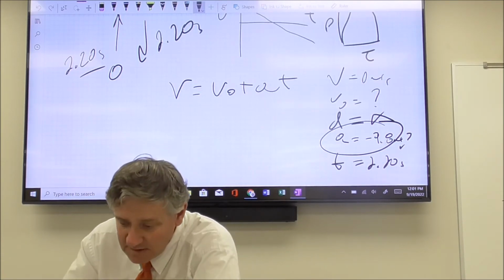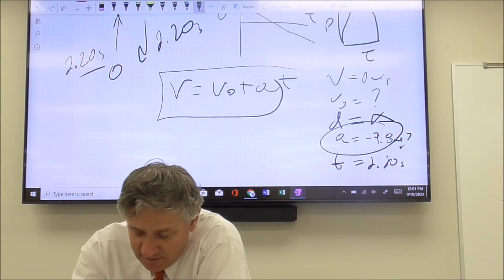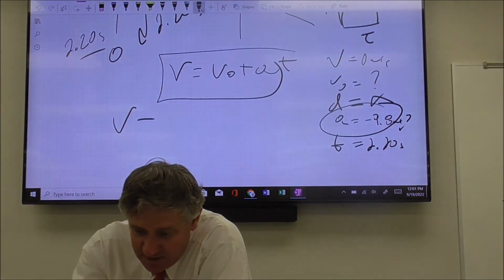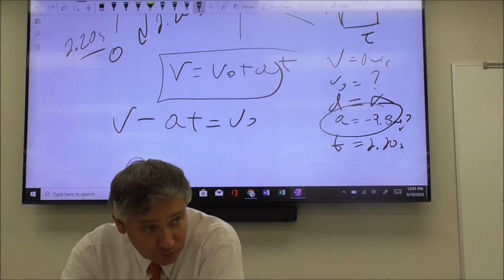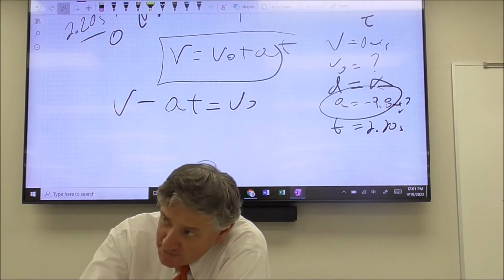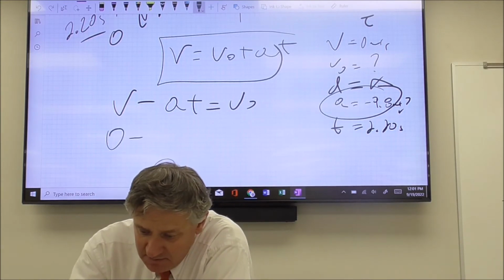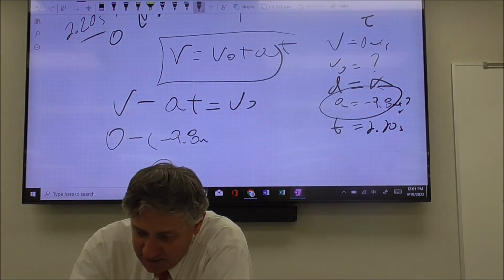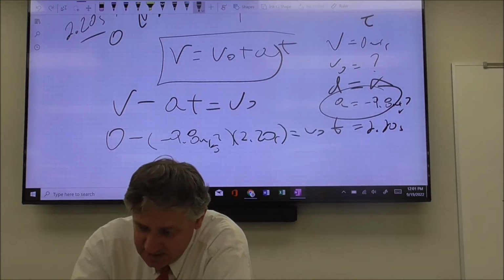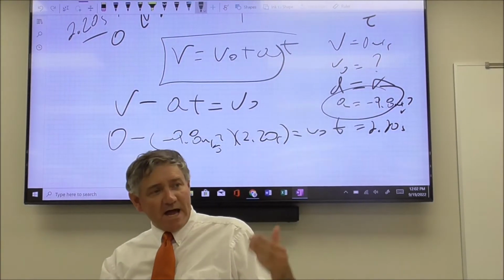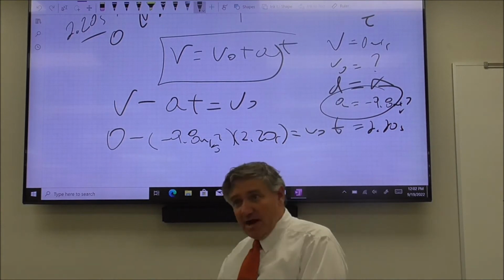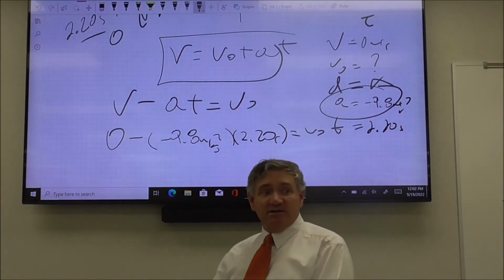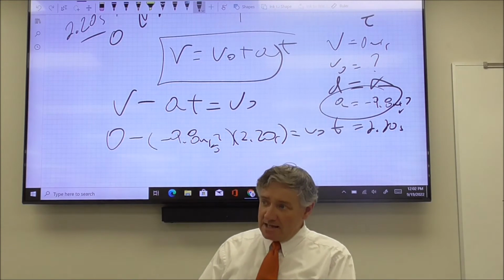Okay? So if you solve this equation for V naught, you get V minus AT equals V naught. Cool, right? Do that and then plug in the numbers. I'm going to have 0 minus negative 9.8 meters per second squared times 2.20 seconds equals V naught. So look what happens in terms of signs. I have 0 minus a negative value. I'm going to get a positive initial velocity. That's what I know has to happen.